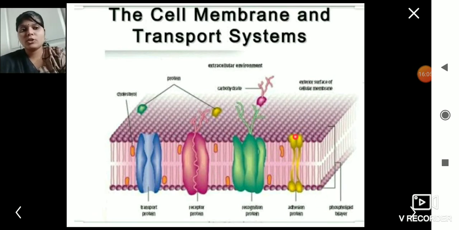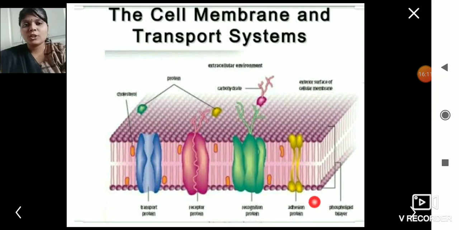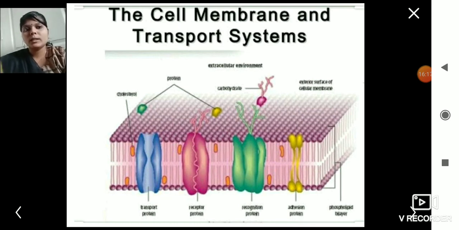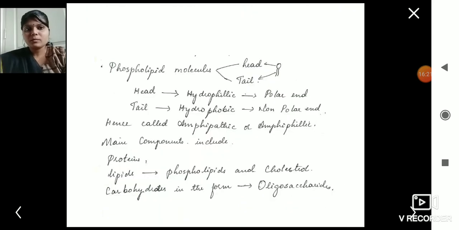These have attached to an adhesive at the tips of the plasma membrane. These are the adhesion proteins, and this is the phospholipid bilayer. Okay, so this is how it is going to facilitate the transportation.